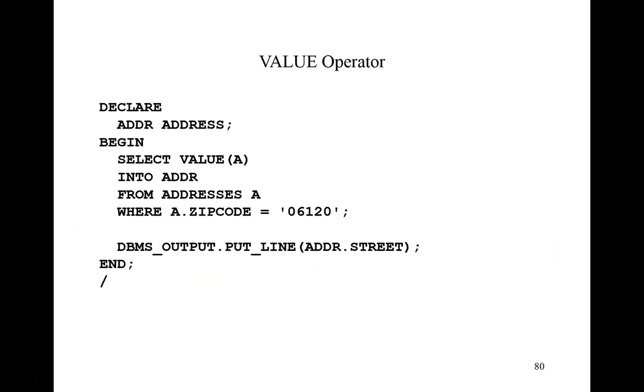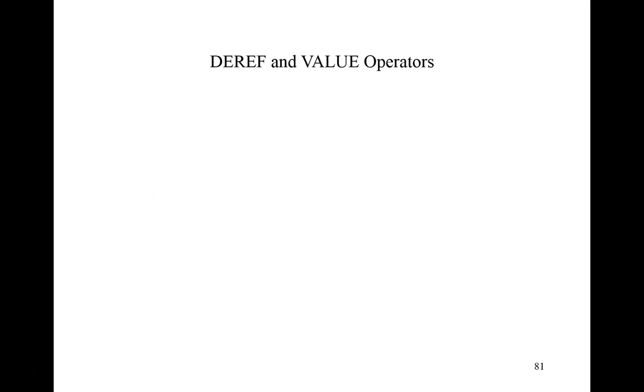Here's a little example of the value operator in action. We select the value from the addresses table using the correlation variable of A. This returns the object. We place that object into this working storage variable, which has been declared as a variable of the address object type. Once the retrieval completes, we then use the address variable to formulate a path expression and extract the value of the street member variable.